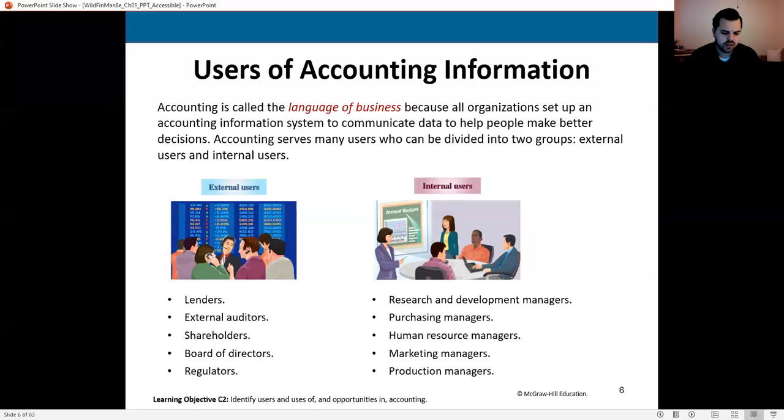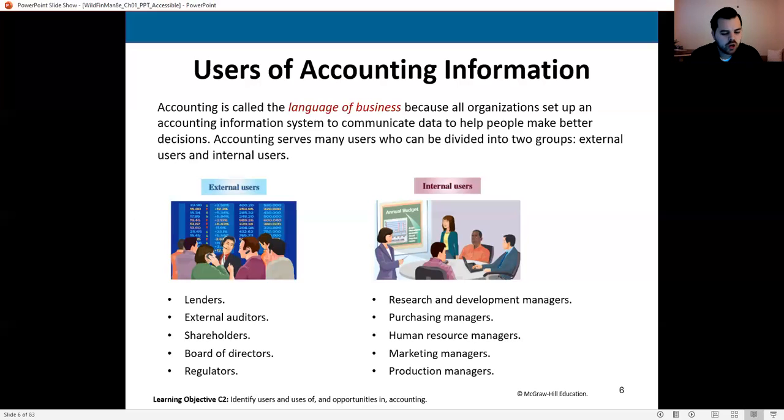And finally, regulators. So any government regulators, government agencies, anything like that are, of course, external. Now, internal users, I think you'll notice a common trend here. You see research and development managers, purchasing managers, HR managers, right?